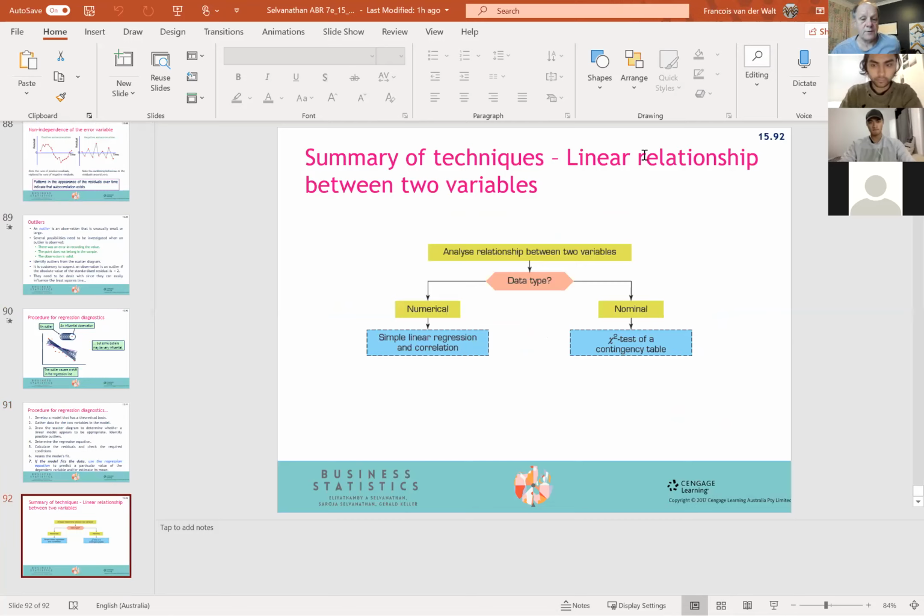Okay, summary of this technique. We want to analyze the relationship between two variables. It's numeric, so we do a simple linear regression. We won't in this course do the nominal example. Because this is our last lecture, remember? Next week, we're just going to review everything.